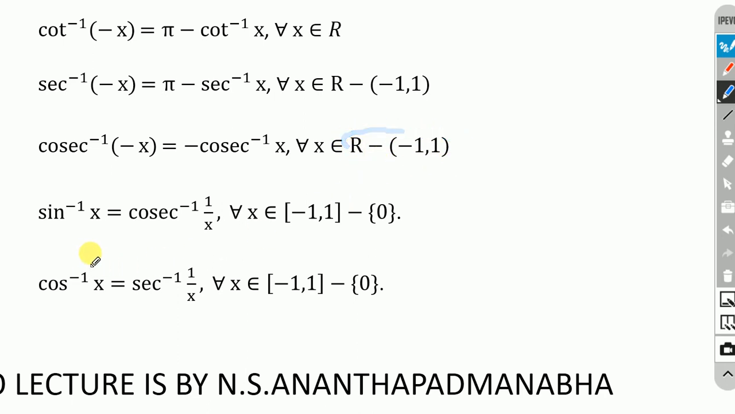Sin inverse of x equals cosecant inverse 1 by x. This is another property. Sin inverse of x is nothing but cosecant inverse of 1 by x for all x belonging to the closed interval -1 to 1 except 0. Cos inverse x is secant inverse of 1 by x for all x belonging to the closed interval -1 to 1 except 0.